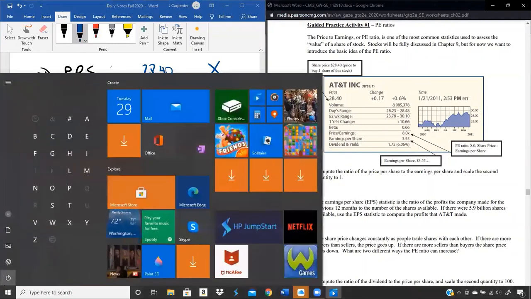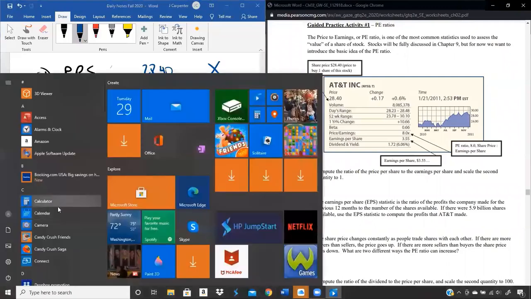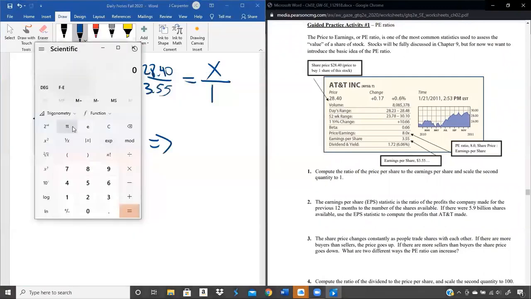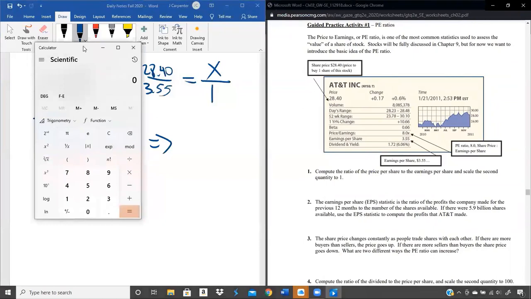Oops, C for calculator, which just happened. I've never seen that screen before in my life. I hit my mouse scroll wheel and that happened.